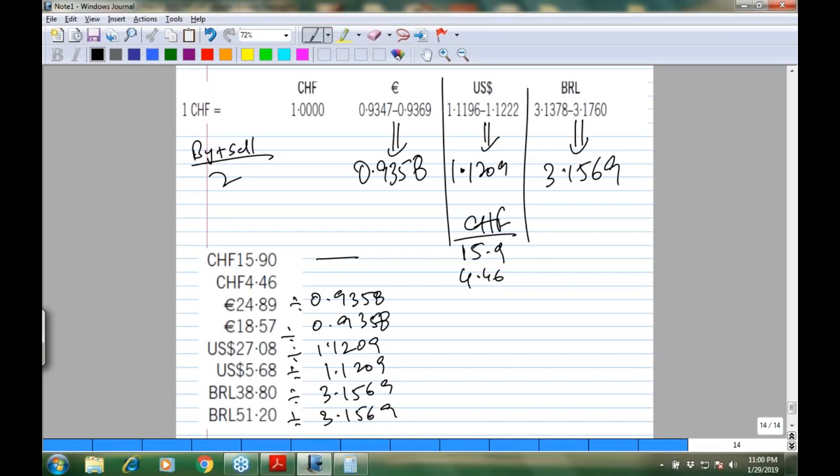Can somebody please tell the values? Nasir, use the mid rates, because that's what the examiner says, that you need to use the mid rates.